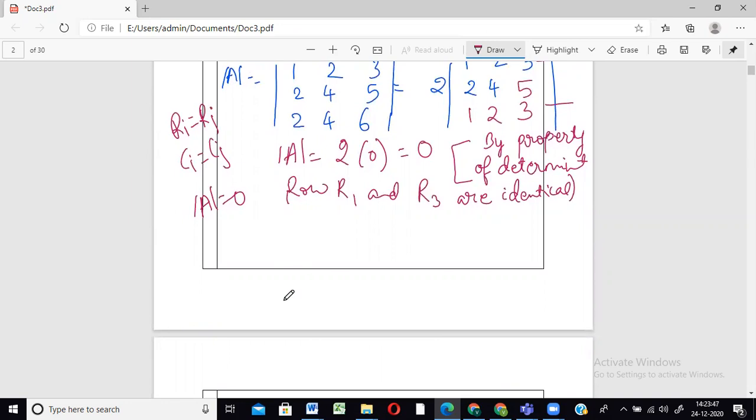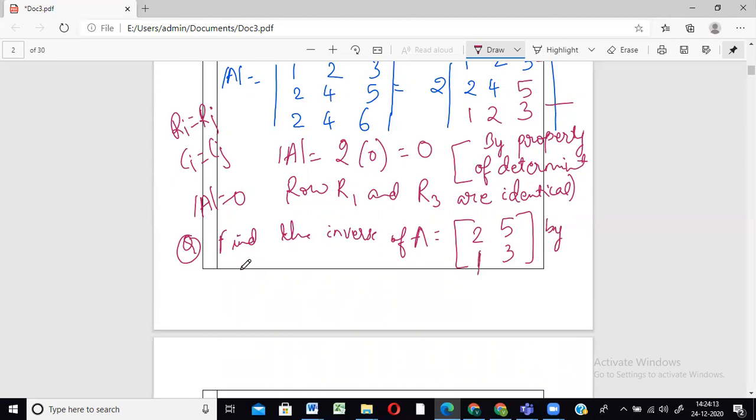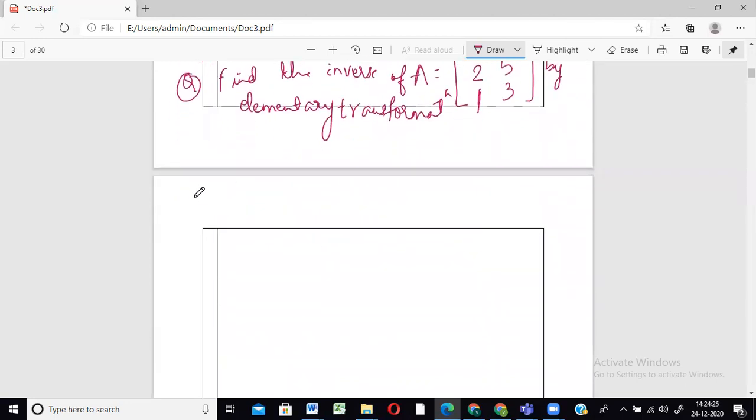Now we saw whether the inverse of the matrix exists or not. Now they're telling us to find the inverse of a matrix by elementary transformation. For example, find the inverse of matrix A, which is 2, 1, 5, 3, by elementary transformation. So let us write A is nothing but 2, 1, 5, 3.